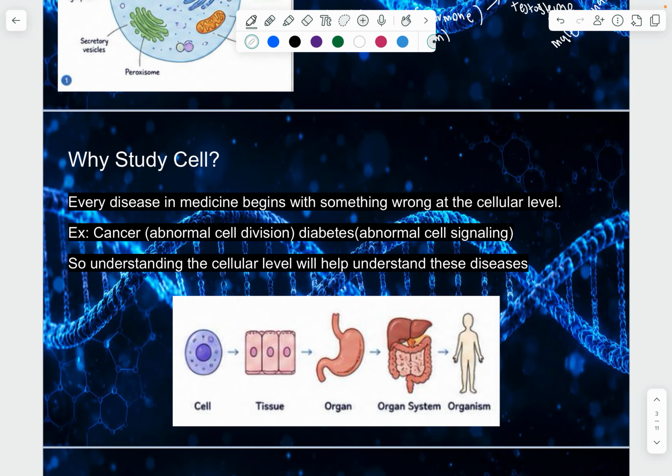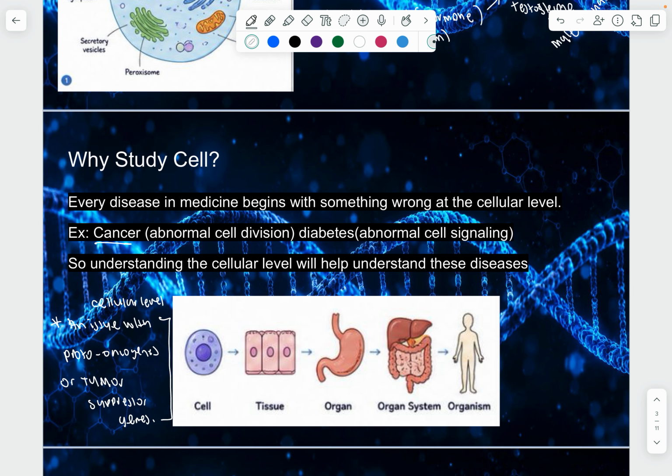Every disease in medicine also begins with something wrong at the cellular level. Cancer has to do with abnormal cell division. You can see that cancer has to do with an issue with proto-oncogenes or tumor suppressor genes. So this is happening at the cellular level.